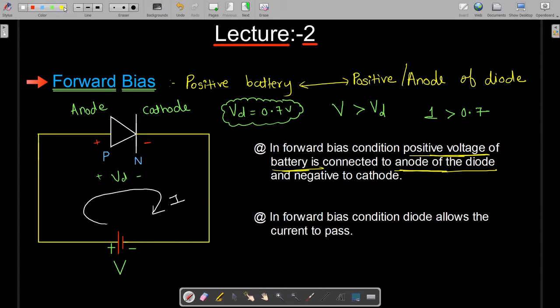The main pointers to remember in forward bias: the positive voltage of the battery is connected to the anode of the diode. That means p is connected to p. This is the short form: the p type of the diode is connected to the positive terminal of the voltage. When you connect it in this fashion, current is going to flow in this direction, provided your excitation voltage, the external voltage, is greater than the depletion layer voltage or barrier potential, which is 0.7 volt. Then only the current is going to flow. So this was all about forward bias.